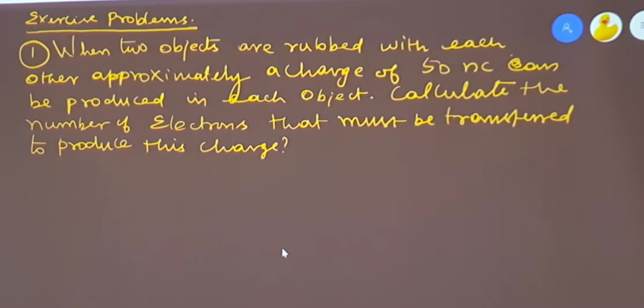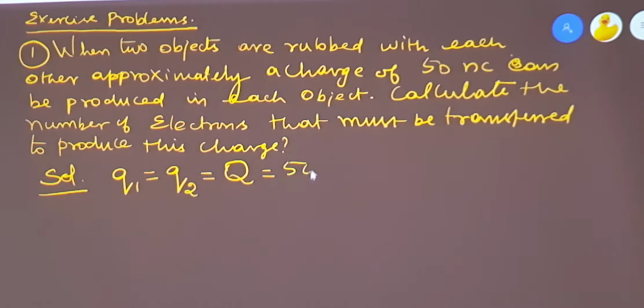When two objects are rubbed with each other, approximately a charge of 50 nanocoulomb can be produced in each object. So the charge available is considered to be Q. When you are considering the two objects, one of the objects is having a charge Q1, the other object is also having the charge Q2. So in general I am considering the charge available as Q, which is equal to 50 nanocoulomb. In standard value, we have to write it out as 50 into 10 to the power of minus 9 coulomb.